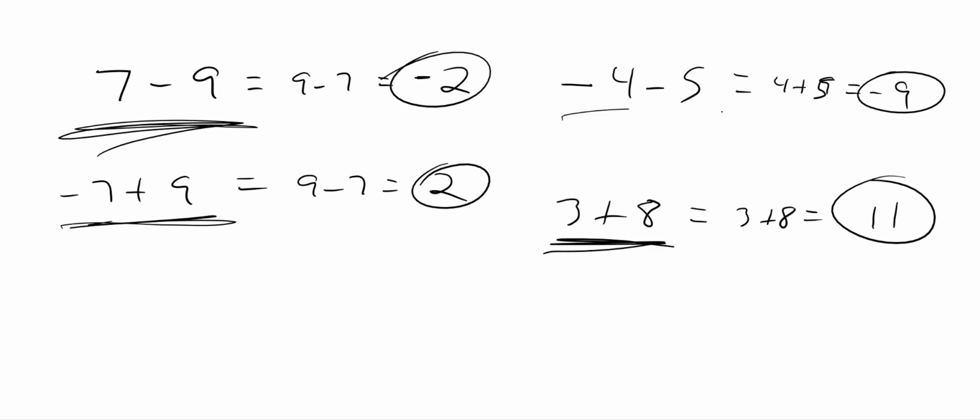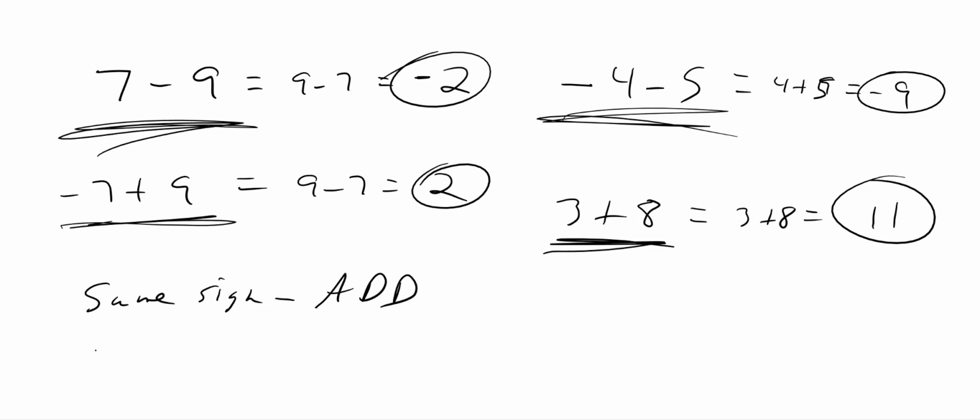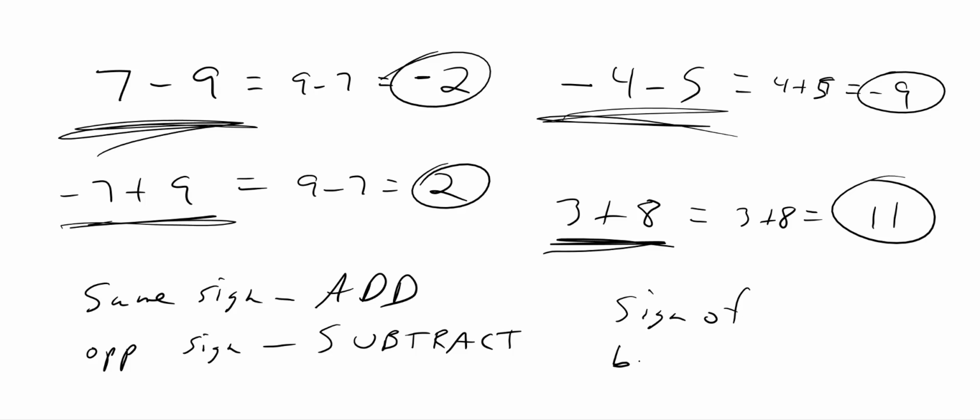This one's not necessarily easy, and this one's not necessarily easy. So you got to kind of use the rule. Same sign, add. Opposite sign, subtract. Always use the sign of the bigger number. That's all it is. Okay, so let me write this out here. Same sign, add, opposite sign, subtract, and sign of the bigger number. Sign of big number.